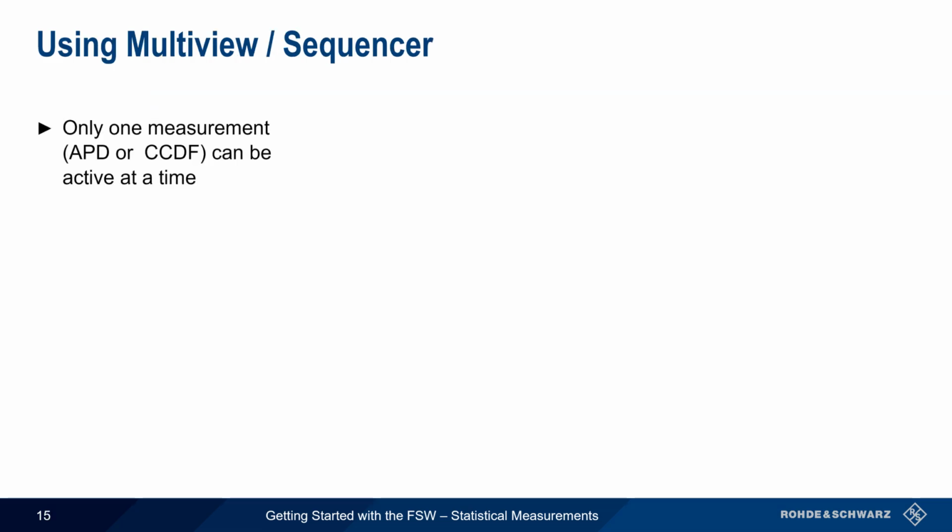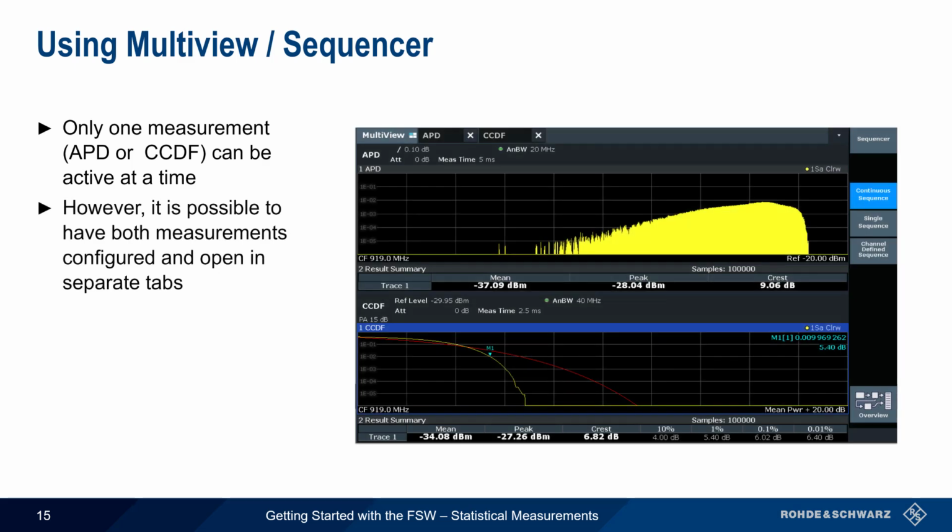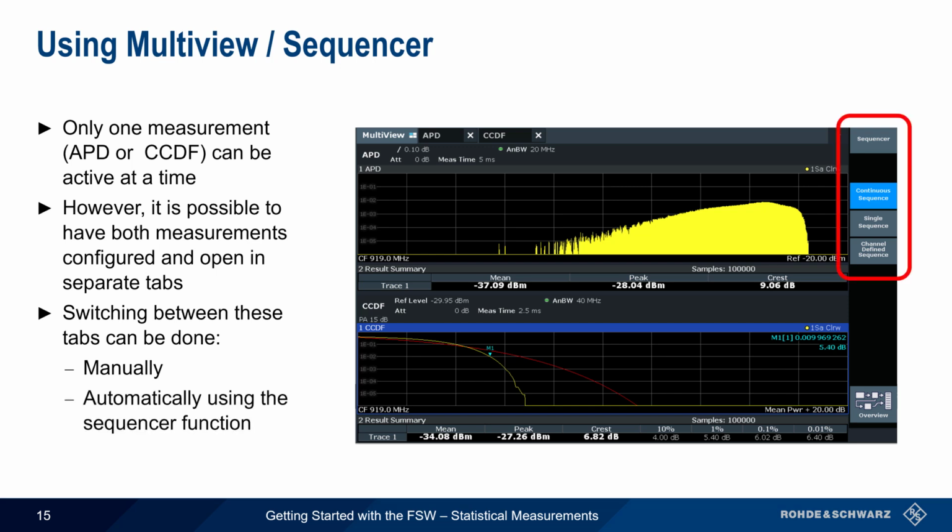Although only one statistical measurement, APD or CCDF, can be actively running at a time, it is possible to configure and have both measurements open in separate tabs, as shown here. Switching between these measurement tabs manually is done by clicking on a tab to make it the active measurement. However, the FSW's sequencer function can be used to automatically switch back and forth between these measurements. Please see the FSW documentation if you'd like more information about how to configure and use the sequencer function.